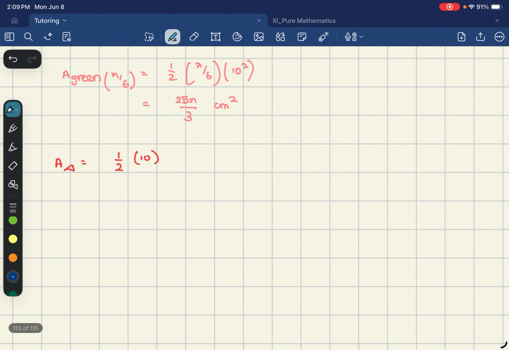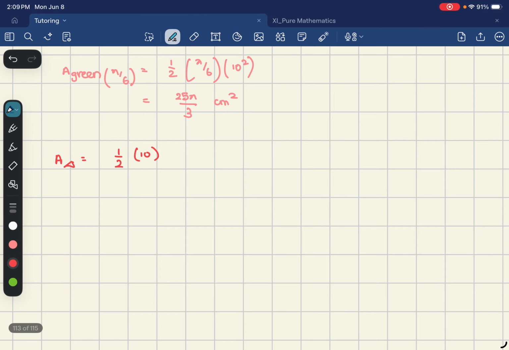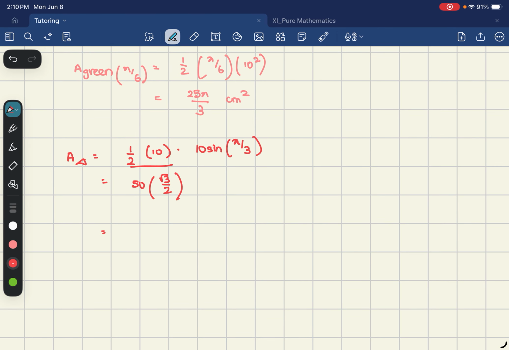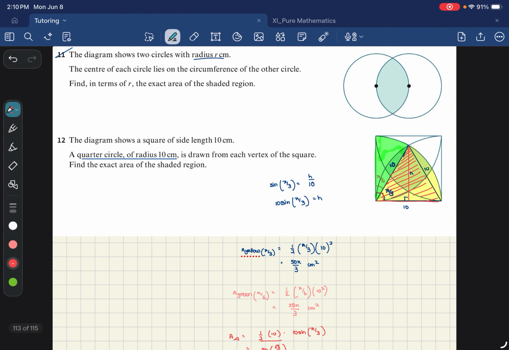All right, so base times height is just 10 sine pi by 3. So that is going to give you 50. Half of 10 is 5, and 5 times 10 is 50. And sine pi by 3 is root 3 by 2. If you solve everything, you are going to get 25 root 3. All right. So now we have the area of the triangle as well.